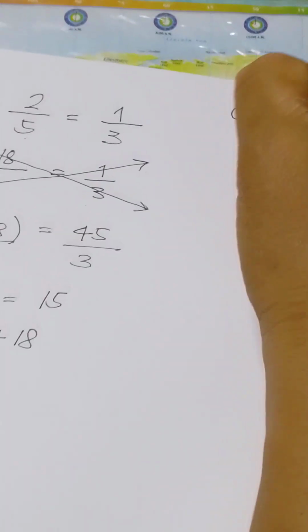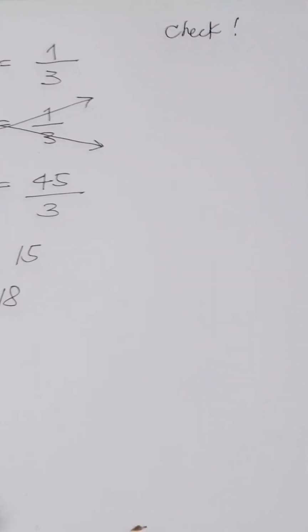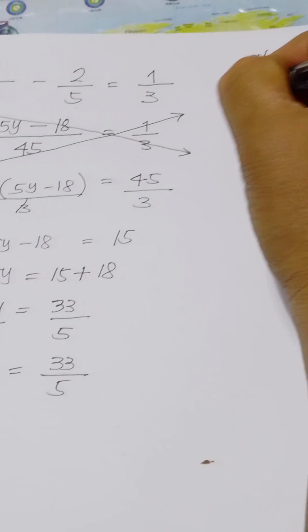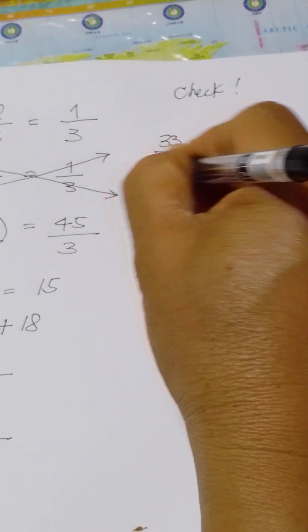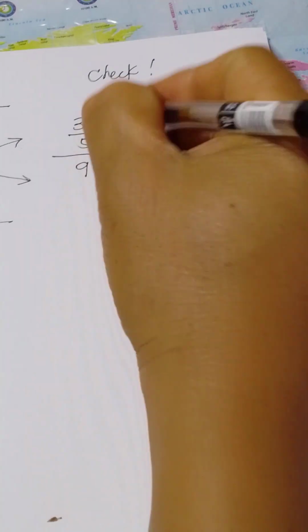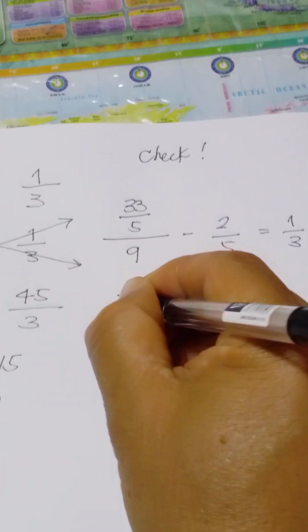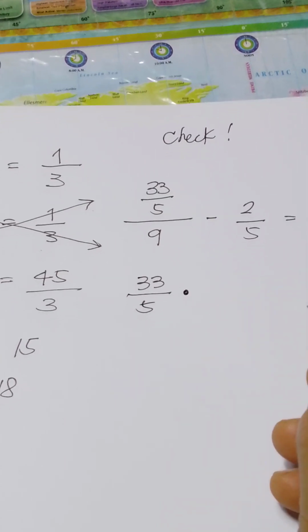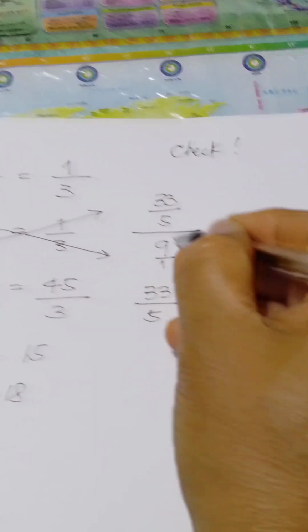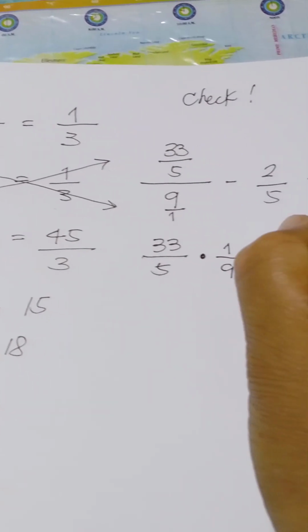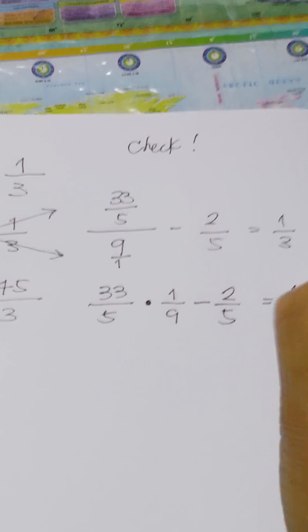I need to check if my answer is correct. So to check this y equals 33 over 5, I have to use the given equation. I will replace y in the given equation. So 33 over 5 over 9, then minus 2 over 5 is equal to 1 over 3. To solve this complex fraction, I need to copy the numerator, which is 33 over 5. And then I have to change this division operation to multiplication. Then I need to put 9 over 1. Then I have to take the upside down, which is 1 over 9. Then I need to copy 2 over 5 is equal to 1 over 3.